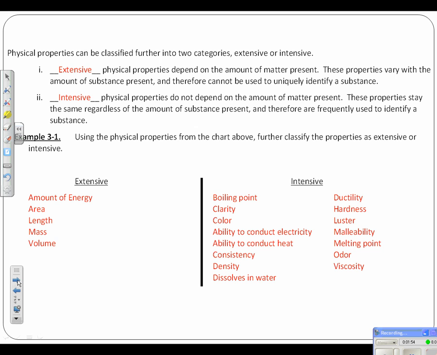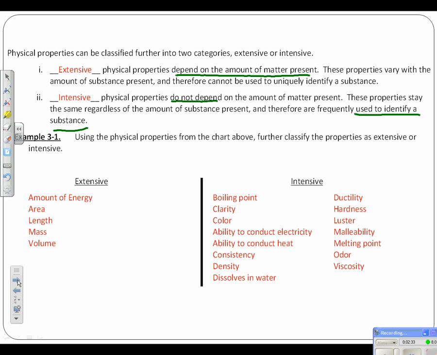Okay, now furthermore, we can take those physical and chemical properties and separate them further into two more categories called extensive or intensive. Extensive properties depend on the amount of matter present. So if I give you more of something, that extensive property will change. Intensive properties do not depend on the amount of matter present. Another big thing about intensive physical properties is that they can be used to identify a substance. Those are the big things. And you can write down that, or you can just abbreviate as well.